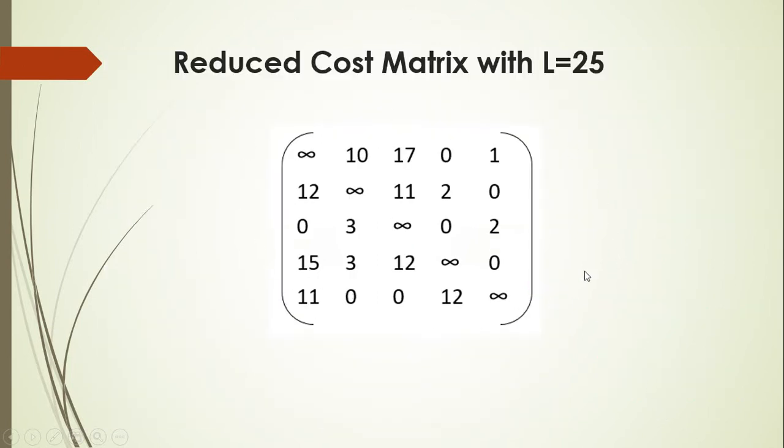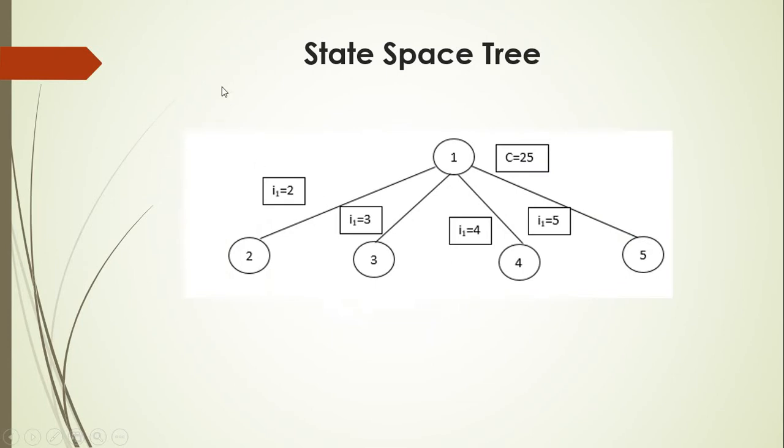And we got this reduced cost matrix with least cost 25. Further, we will use this matrix only. So at 1 you got the least cost 25. From 1 you can travel to 2, you can travel to 3, you can travel to 4, you can travel to 5.